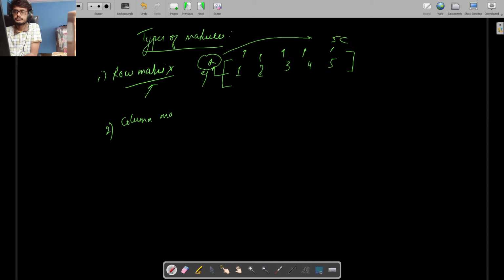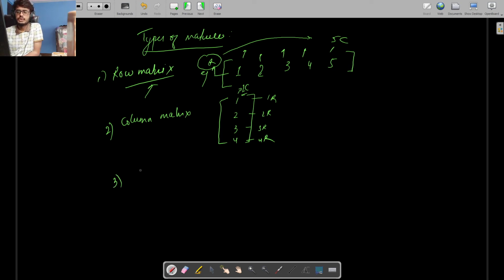Similarly, the second one will be the column matrix. A column matrix is basically one which has only one column, and it can have multiple rows. So it just has one column but multiple rows. This is the first row, this is the second row, this is the third row, this is the fourth row. So this is a column matrix.